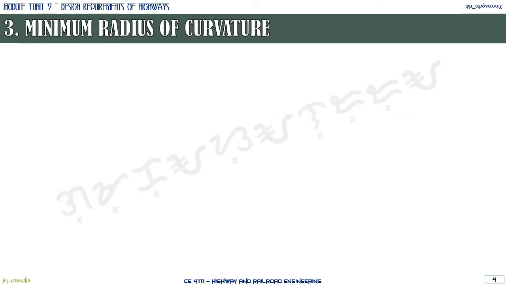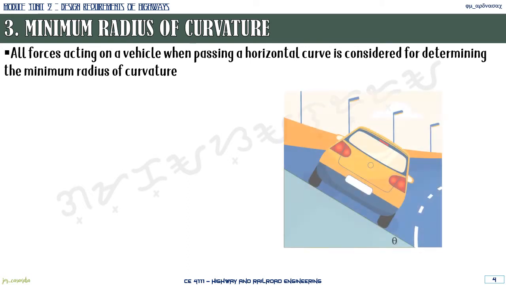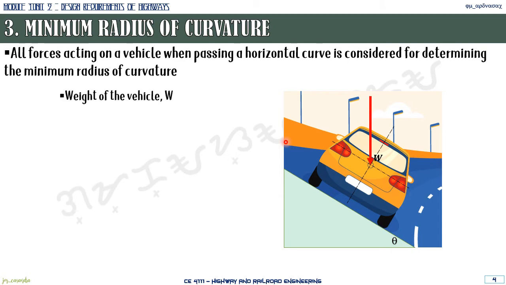So another way to determine the minimum radius of curvature is by considering all forces acting on a vehicle when passing a horizontal curve. So, when a vehicle would pass through the curved section of the roadway, usually this will be happening on an incline. So from this figure, we'll have now the following forces. The first one is the weight of the vehicle.